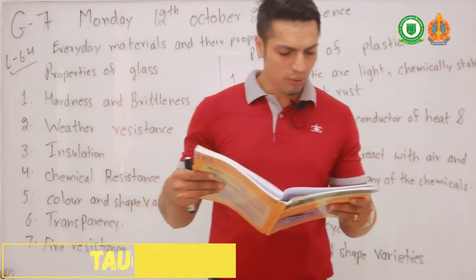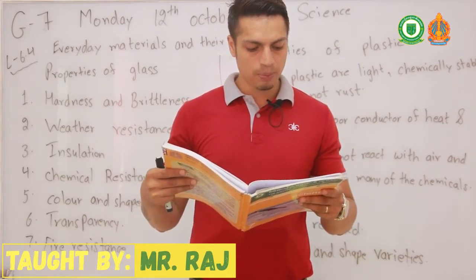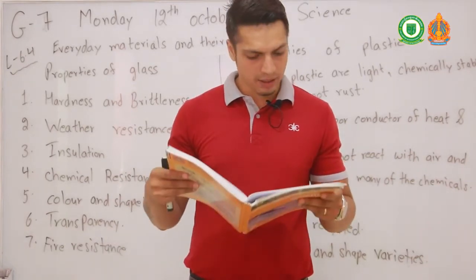Let's think about two of these materials, glass and plastic. How do their properties help us to choose which one we should use to make an object?